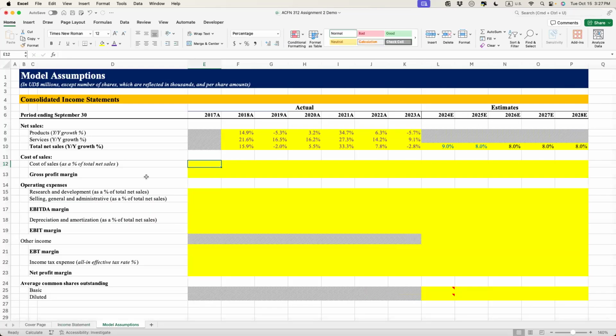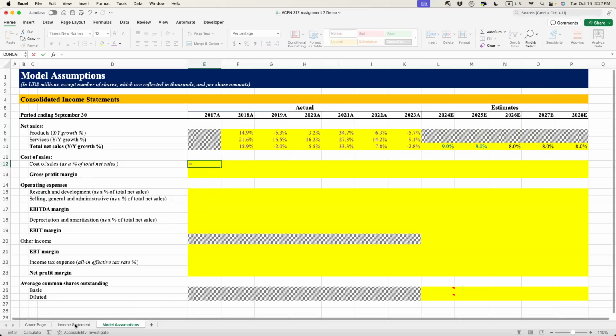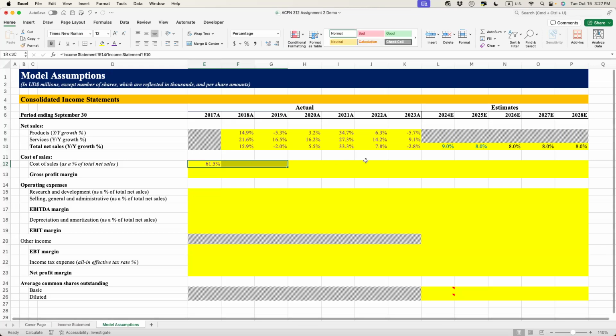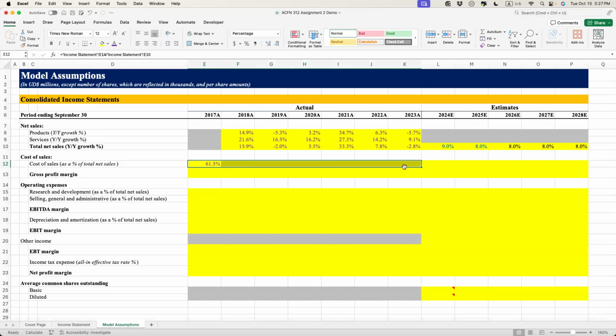Let me go back here. Yeah, we're just using the total cost of sales. So we'll ignore the segment cost of sales. So this is equal to total cost of sales divided by sales. Okay. And then we can just go ahead and fill the formula to the right.